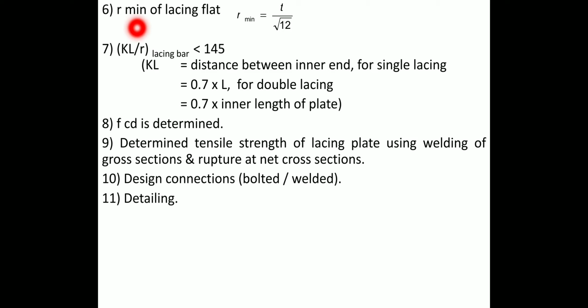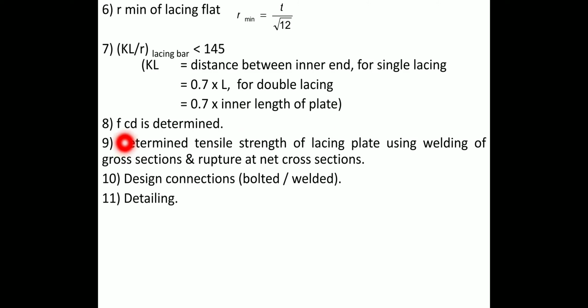Then the next step, we find the minimum radius of gyration about the z axis or y axis of the lacing flat. So r_min is equal to t divided by the square root of 12. Seventh step, KL/r of the lacing bar is less than 145, where KL is the distance between inner ends for a single lacing system, and which is equal to 0.7 times L for a double lacing system. We can also write 0.7 times the inner length of the plinth.